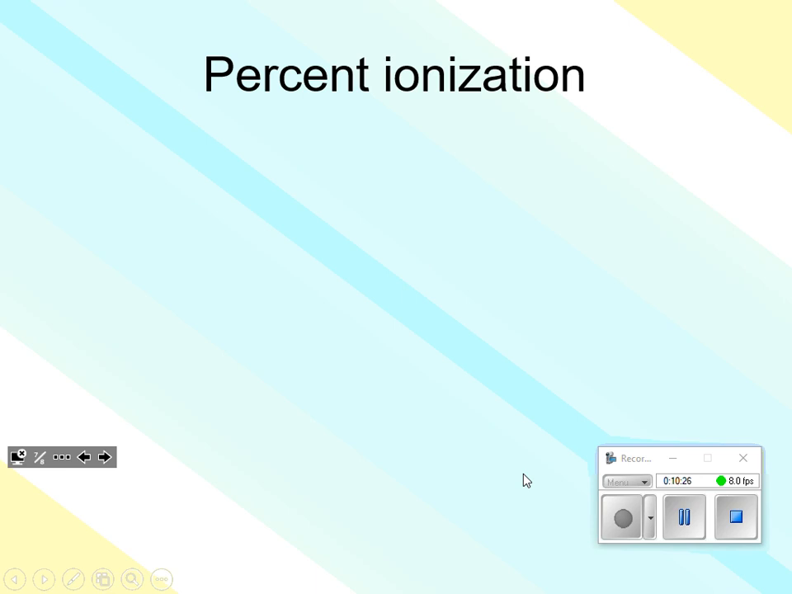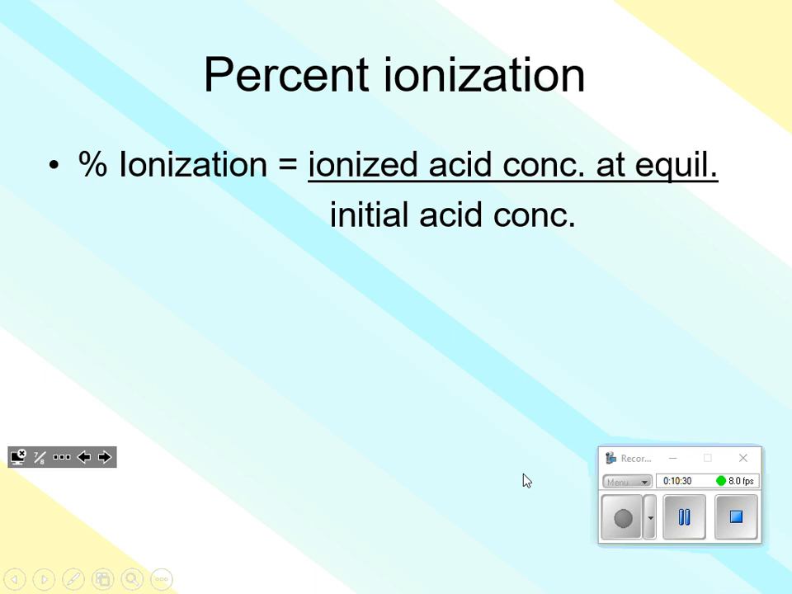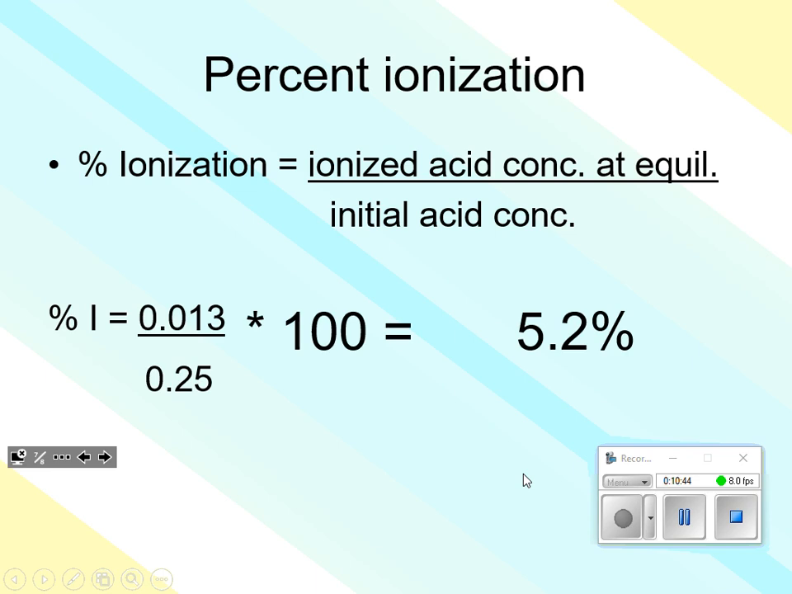Two more topics to go over. The first one is percent ionization. For percent ionization, this is a calculation that's brought up in your book. You take the amount of acid that is in the ion form, that H+, and divide it by the original acid concentration.